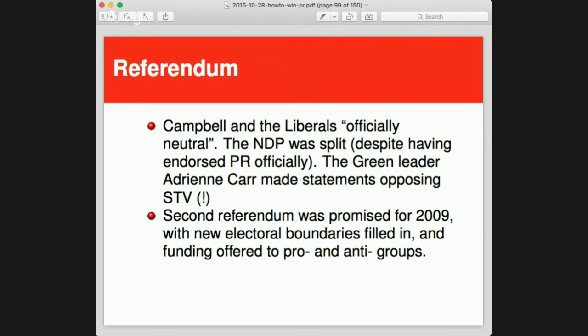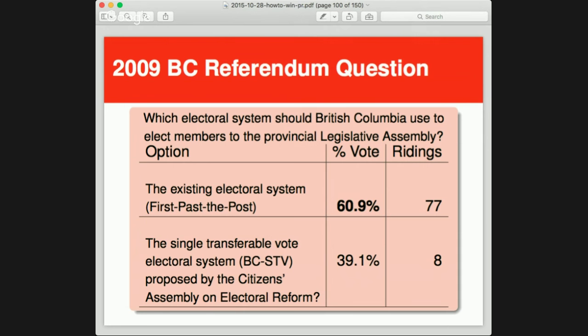57.7% of the vote, even Premier Campbell said, you know, you lost, but it was pretty close. Hey, we'll change this. We'll actually tell you what the electoral boundaries are, which they didn't before, and we'll fund some pro and anti groups to actually do real campaigning. So they did. And now, what happened? Which electoral system should British Columbia use to elect members? This is actually a slightly different question. In the last one, first past the post was the second option. In this one, first past the post was the first option.